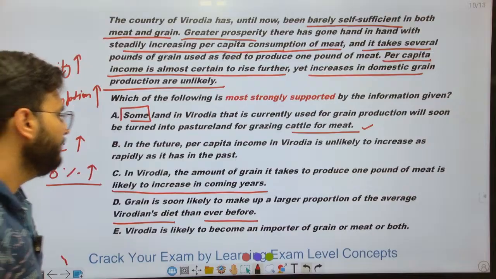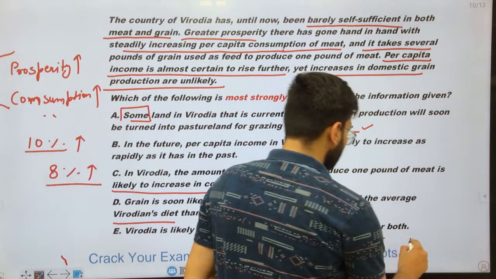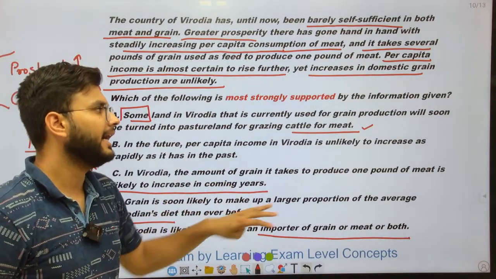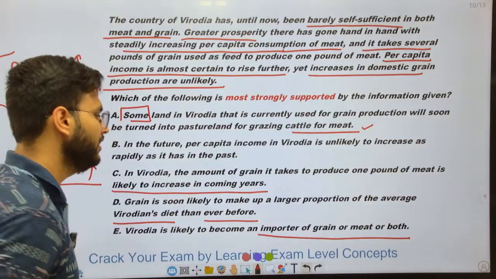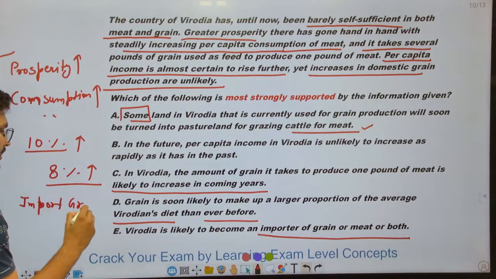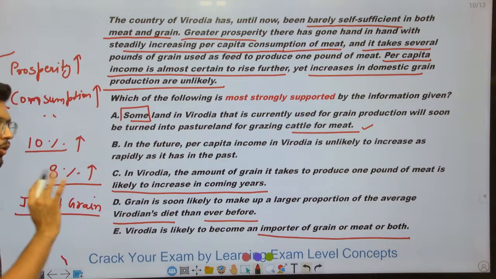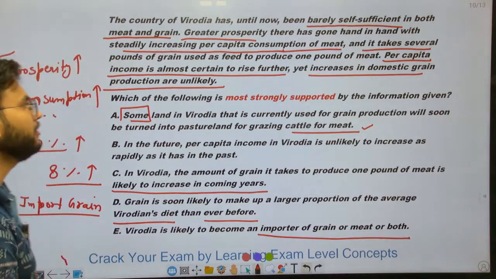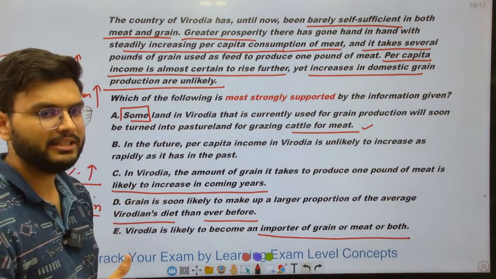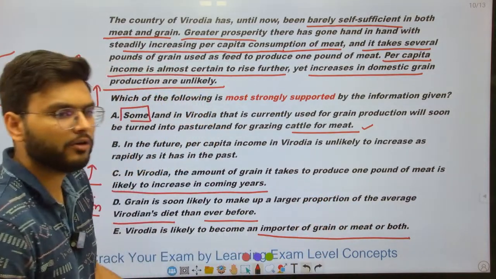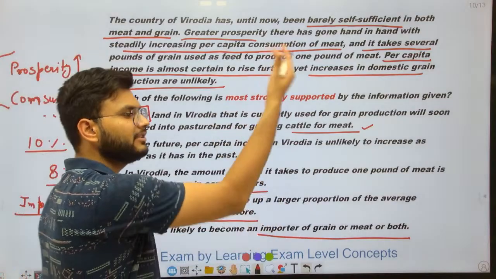Herodia is likely to become an importer of grains or meat. Now, this option choice: grain, meat, or both. This option choice tells me that their needs might be satisfied. Because if you import grain, only grain, I can use this grain to feed the cattle or domestic animals. So I will increase the meat production. If I import only meat, then automatically I will improve my meat consumption for the people.